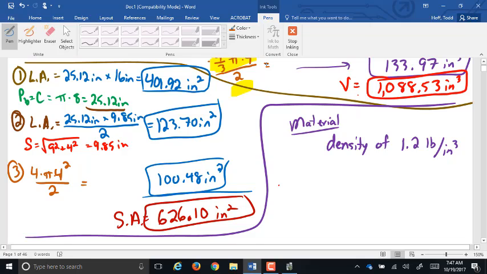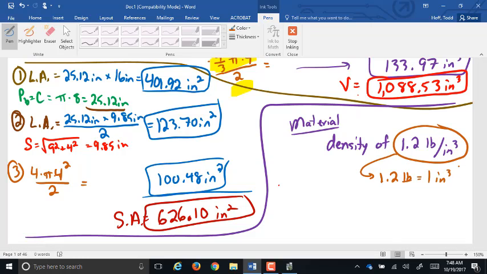Now, we have done one thing you should see with this. 1.2 pounds per cubic inch can be thought of as an equivalency. We can think of it as 1.2 pounds equals 1 cubic inch. That's just like saying there's 12 inches per foot, 12 inches equals 1 foot. So I can use this just as a measurement conversion. I don't need to know anything about density or its formulas. I just need to know that's an equivalency.